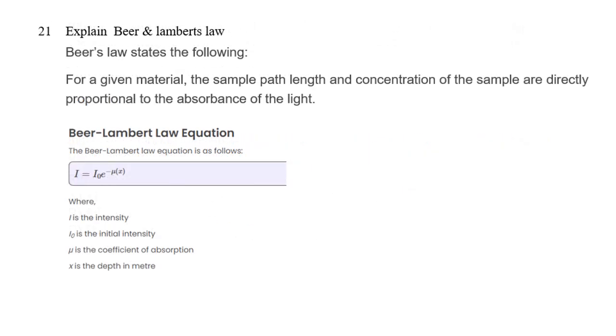Question 21. Explain Beer and Lambert's law. It states that the amount of light absorbed by a solution is proportional to the concentration of the absorbing species and the path length of the light through the solution.